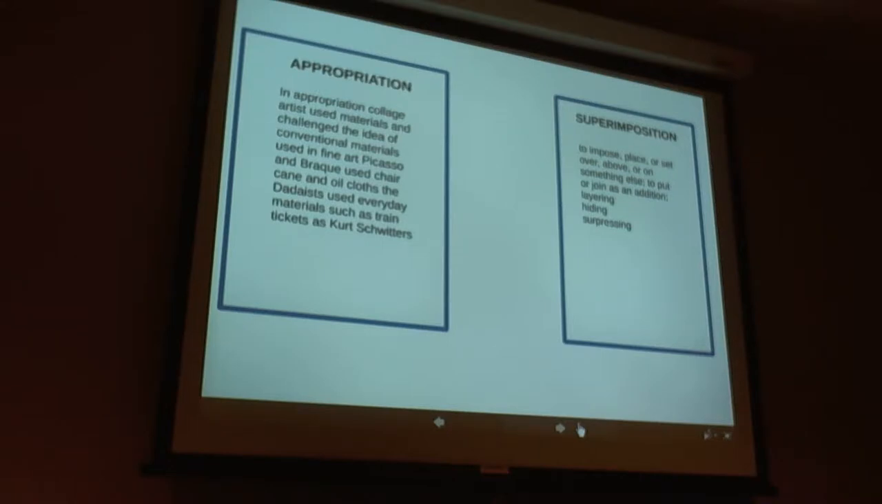All right, appropriation is about when they use materials, not really the conventional materials used in art, but different materials. Like the artist Kurt Schwitters. He was known for just walking around the city and picking up random materials, which people consider trash or things of that nature, and he would use them in his art pieces. And in superimposition, forgive me for my definition, it's more about layering, putting things on top of each other, and it's mostly used for hiding and suppressing what's there, or also revealing what's there.